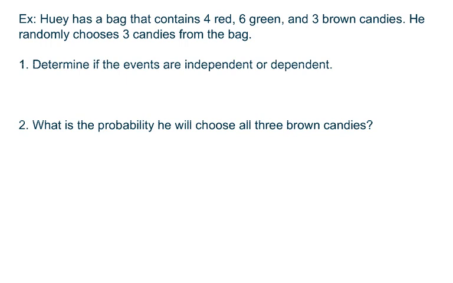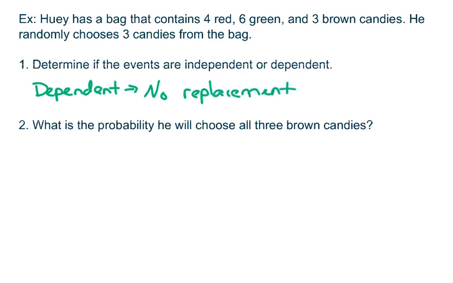Now, this question does not say that he puts the candies back in the bag. We're just going to draw one after the next. We're not going to replace. And since it does not say anything about replacement, I would say this is a dependent situation. These events are dependent because we can say there's no replacement. It doesn't say anything about he's going to put the candies back in the bag, so we have to assume that he's not going to. So this makes it a dependent situation.